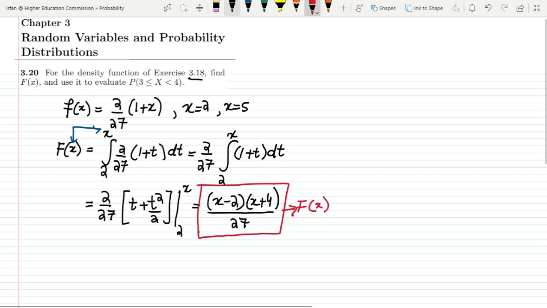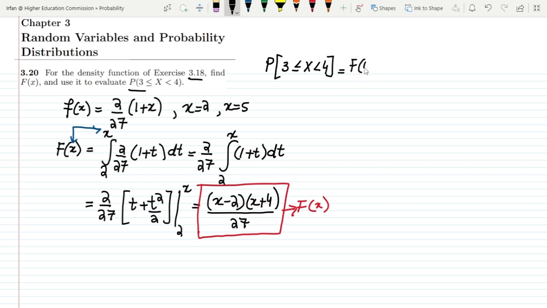Now for the second part, finding the probability that x is greater than or equal to 3 and less than 4, I have to subtract the lower range CDF from the higher range. So I have to write capital F of 4, and from it subtract capital F of 3.